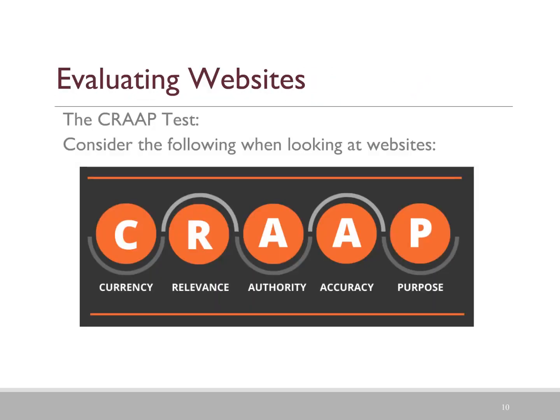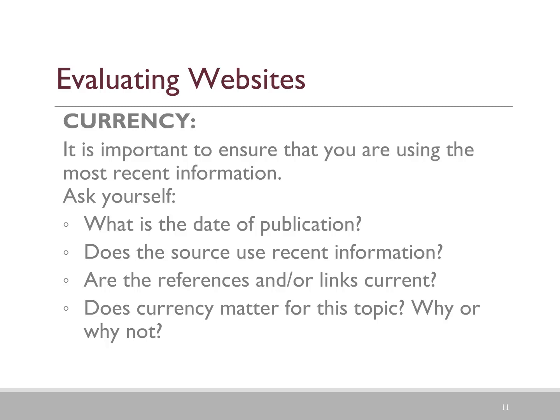The CRAAP test was originally developed by librarians at CSU Chico. It provides you with a series of questions to ask if you are evaluating the quality of a website or any type of resource you come across on the public web or on social media. Currency. It is important to ensure that you are using the most recent information. Ask yourself, what is the date of publication? Does the source use recent information? Are the references and or links current? Does currency matter for this topic? Why or why not?